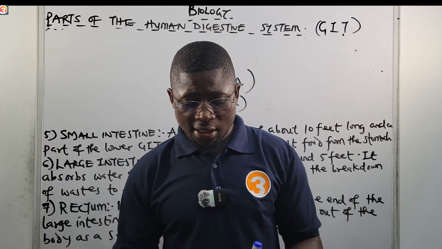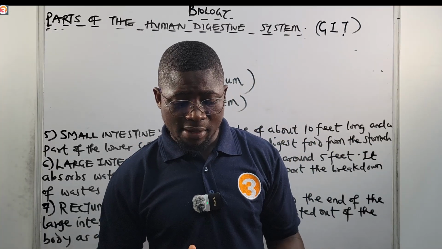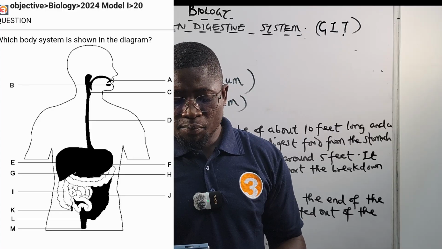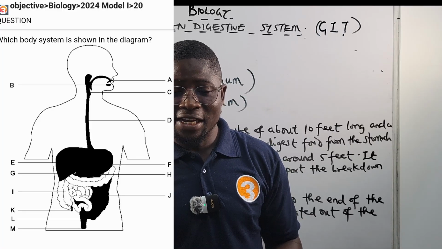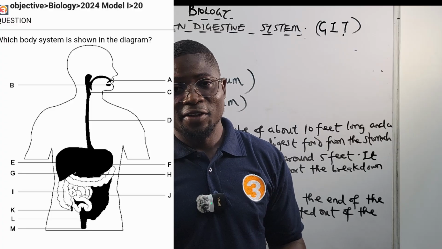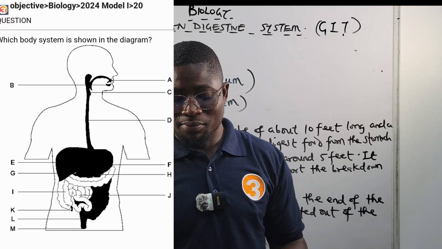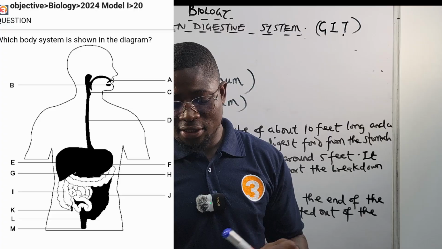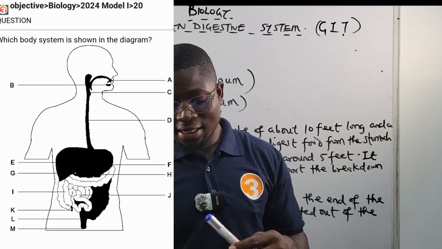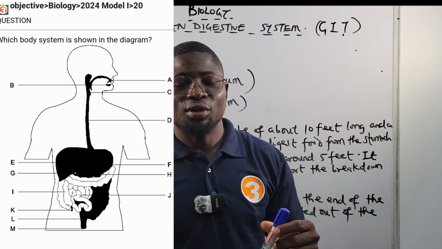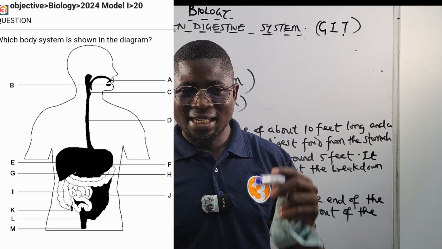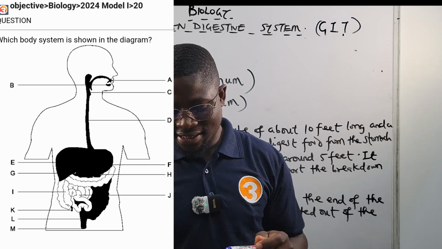Now, let us see 2024 number 20. They ask which body system is shown in the diagram below. As you can see, it is a very long tube with many parts: the mouth, the pharynx, esophagus, large intestine, small intestine, and so on. This is the alimentary canal. This is the digestive system.